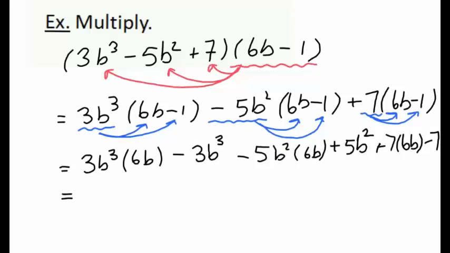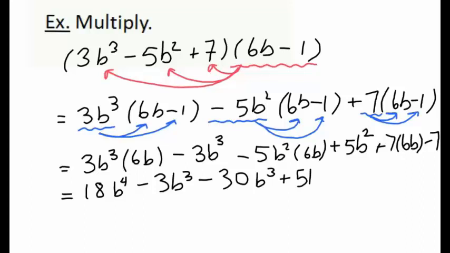So let's go ahead and multiply through all of our monomials. Our first term over here, we have 3 times 6, which is 18. We have b cubed times b, which will give us b to the power of 4. Here we have 5 times 6, which is 30. And we have b squared times b, which will be b cubed. Inside this term, all we have to do is multiply the 7 and the 6 together to get 42, and we just leave our b as it is, since we don't have any other b's to multiply.